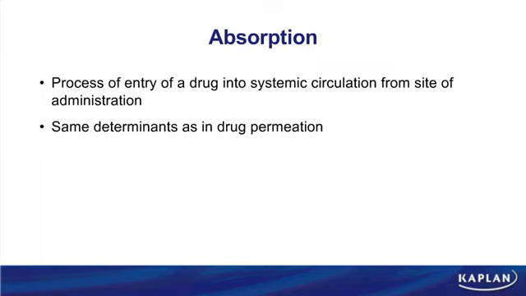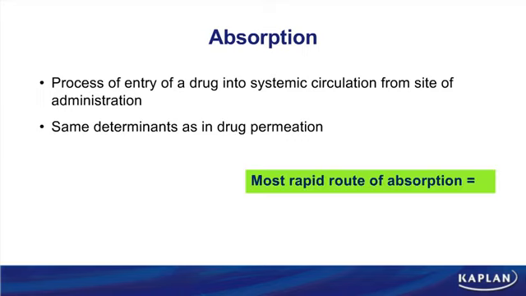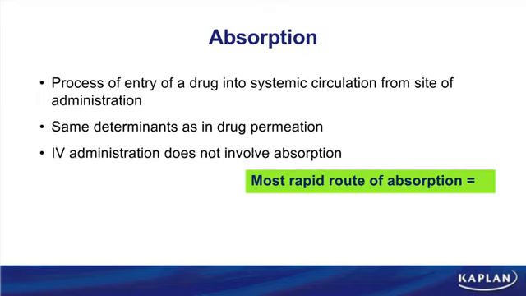And that's why you can really miss this point if you're not careful. If I ask you what is the most rapid route of absorption, some people might answer IV. And the reason you would say IV is because you know how fast that route of administration is. The question really is, does IV administration involve absorption? Does IV involve 2 compartments? And you know the answer to that question is no. With IV, you're placing the drug directly into the blood. And as a result, it does not involve absorption. That's why you can't answer that question with IV.